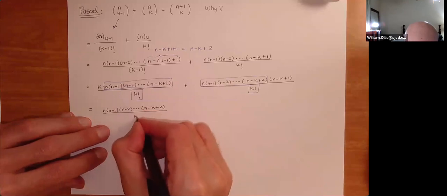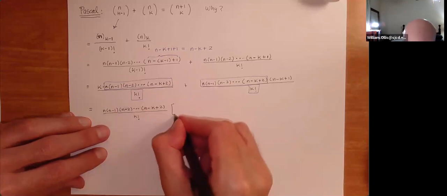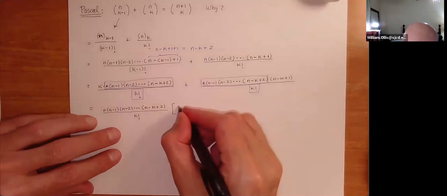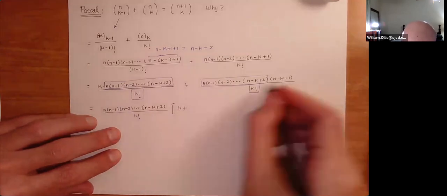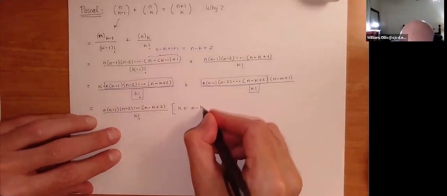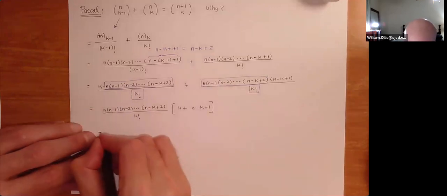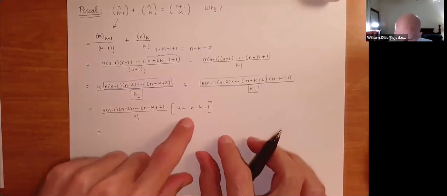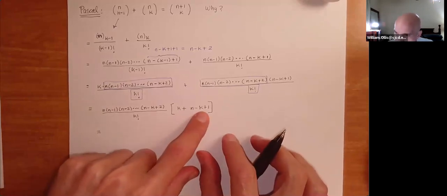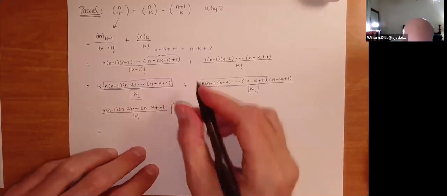And this has the k factorial. And then, of course, what's left over? k plus n minus k plus 1. So when we look at this, the k's absorb, and we're just left with the n plus 1, which is exactly what we want.